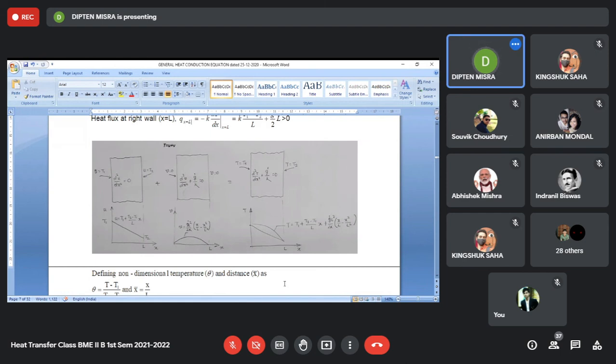G dot means evolution of some heat energy. When can it happen? As I said, if it is an electrical conductor and a current is flowing, then it may generate ohmic heat. Suppose it is a carbon or some kind of body going through a chemical reaction. As you know, chemical reactions are associated with evolution or absorption of heat. It may be an exothermic reaction, it may be an endothermic reaction.